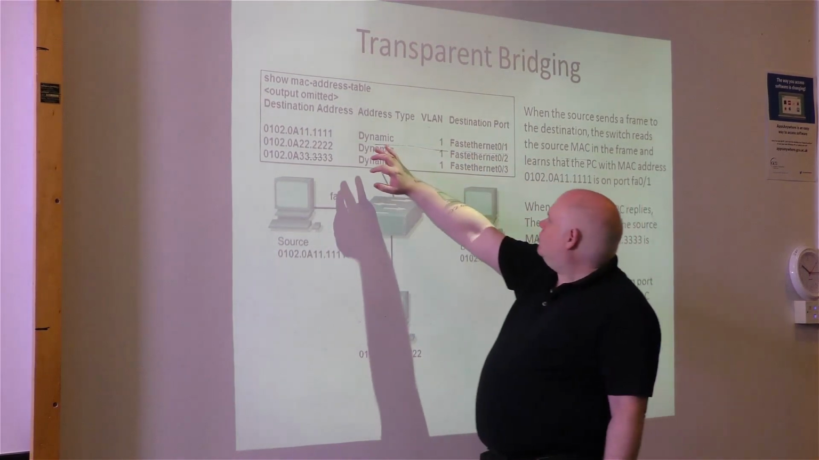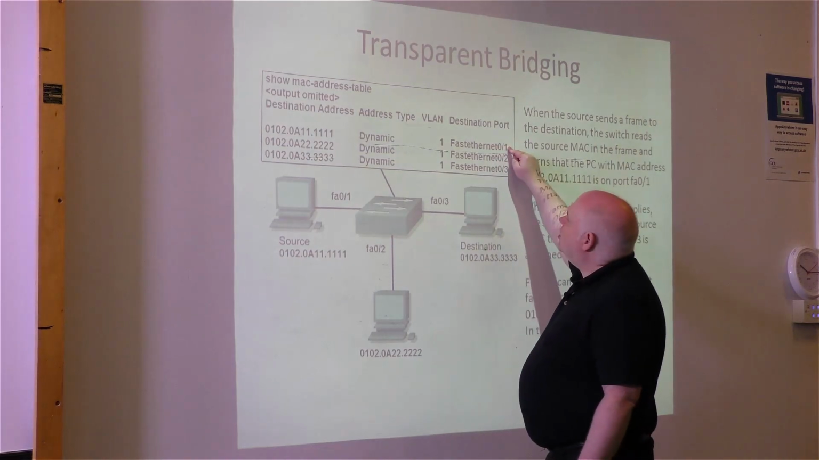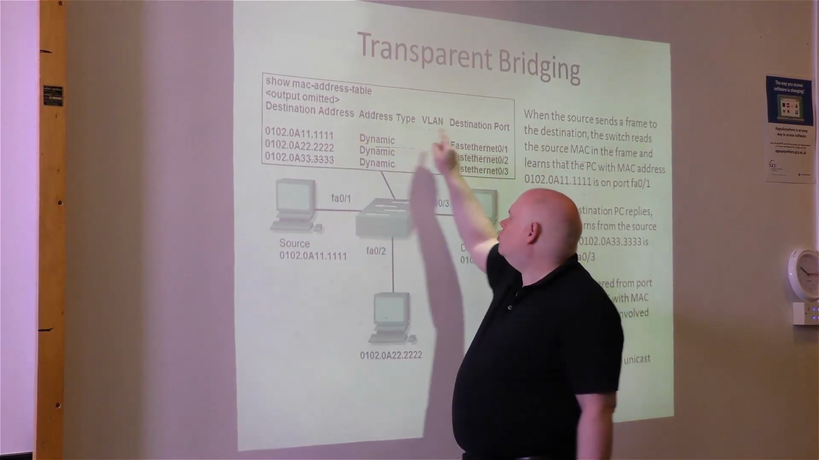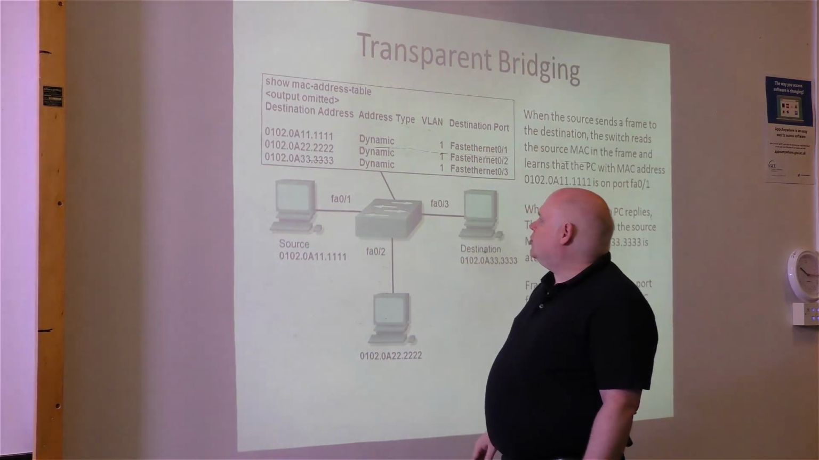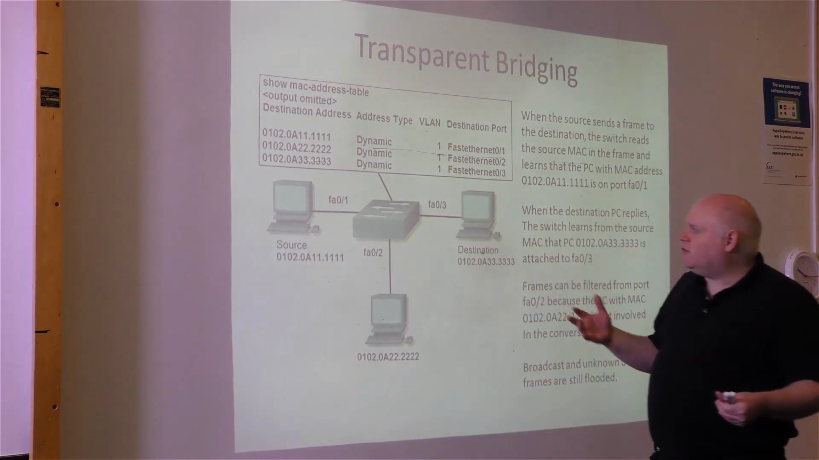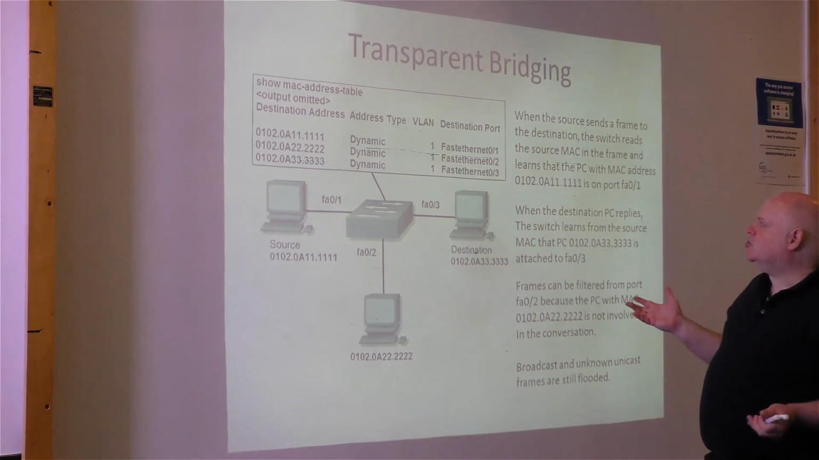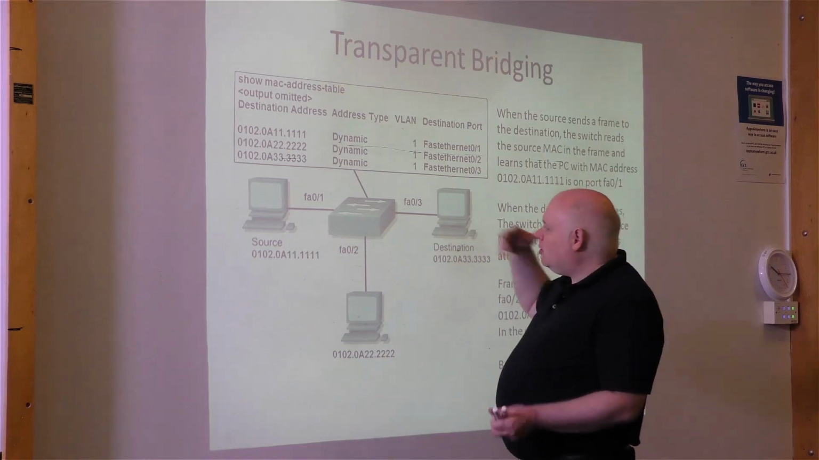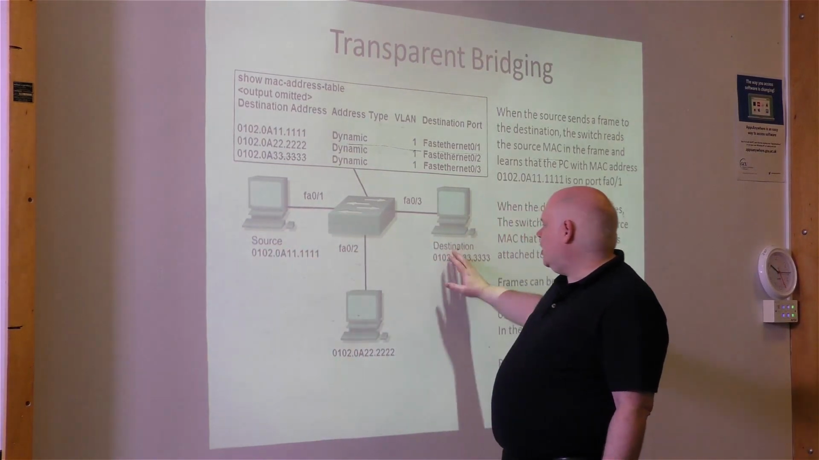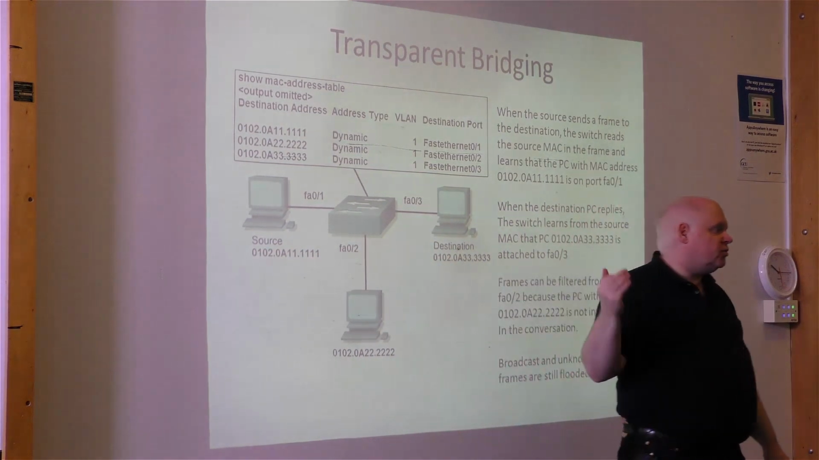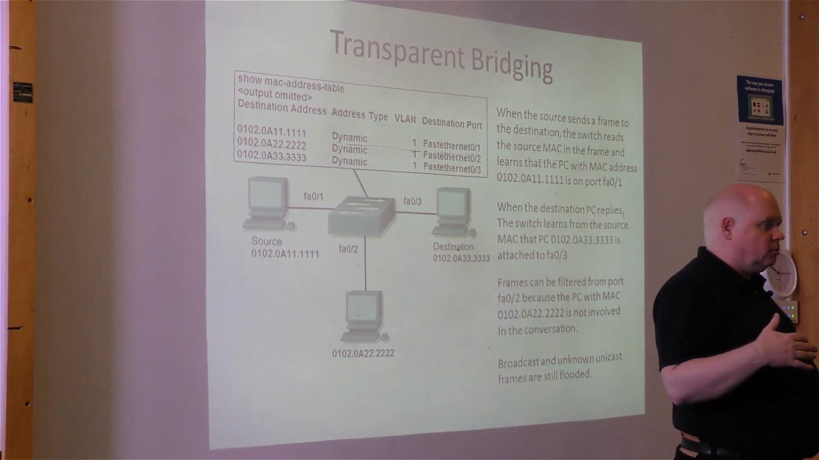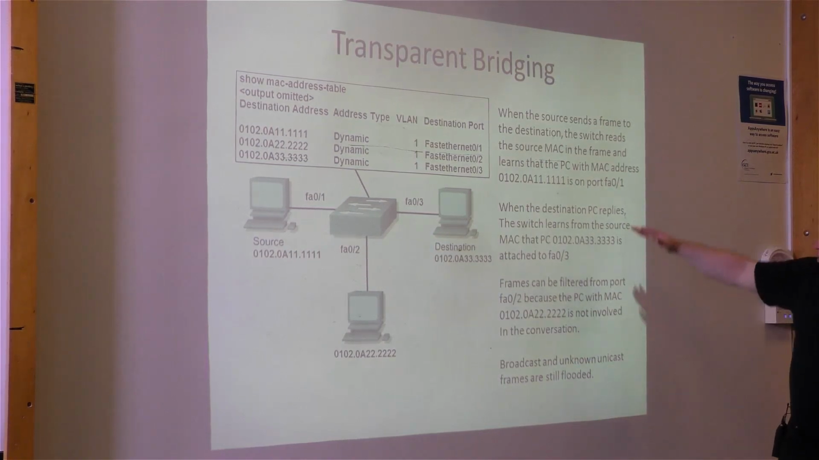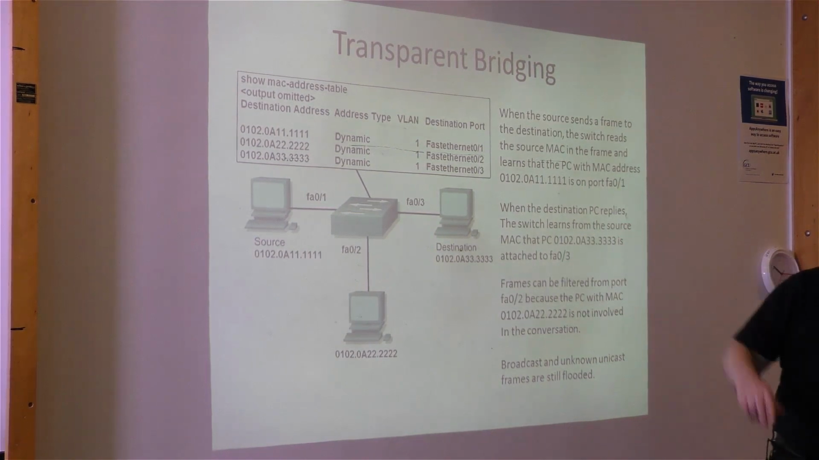So the switch knows which port is associated with which computer by the MAC address. That's how we know where everything is, so we can filter traffic off of ports that it doesn't need to be on. And the way the switch builds the MAC address table is by listening to the source MAC addresses of frames as they go through. This is just showing the process, pretty much what I was talking about there.